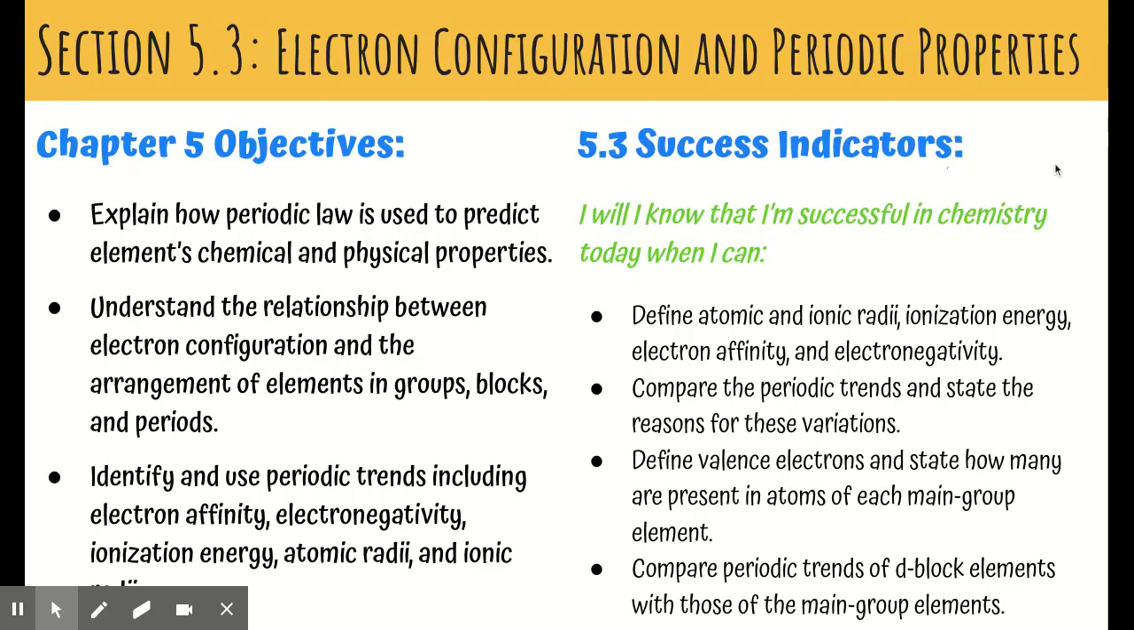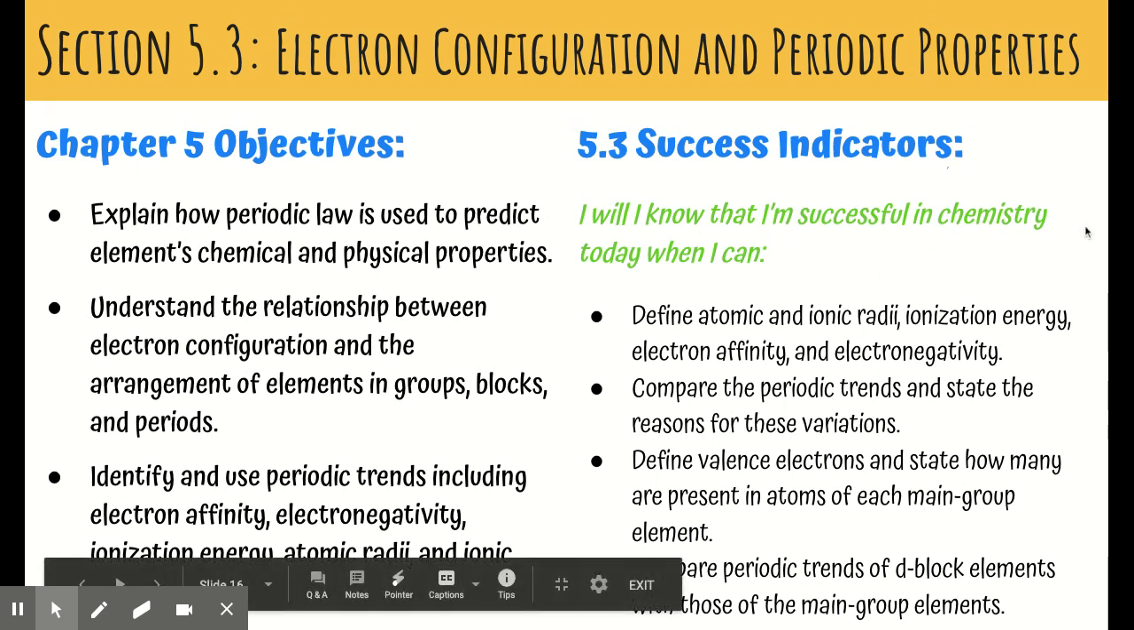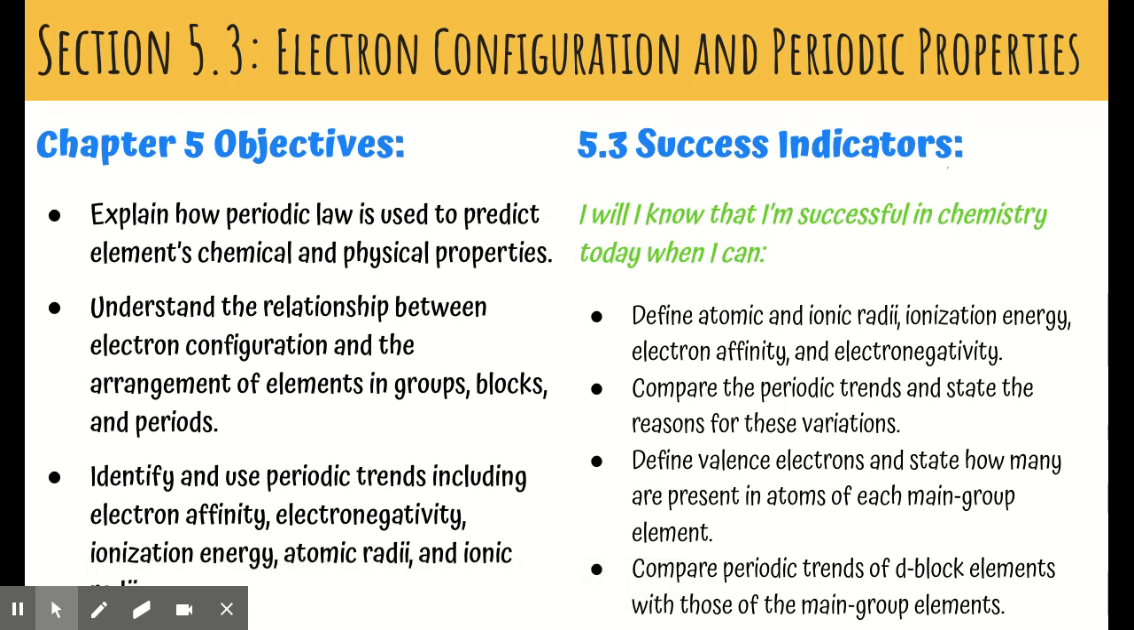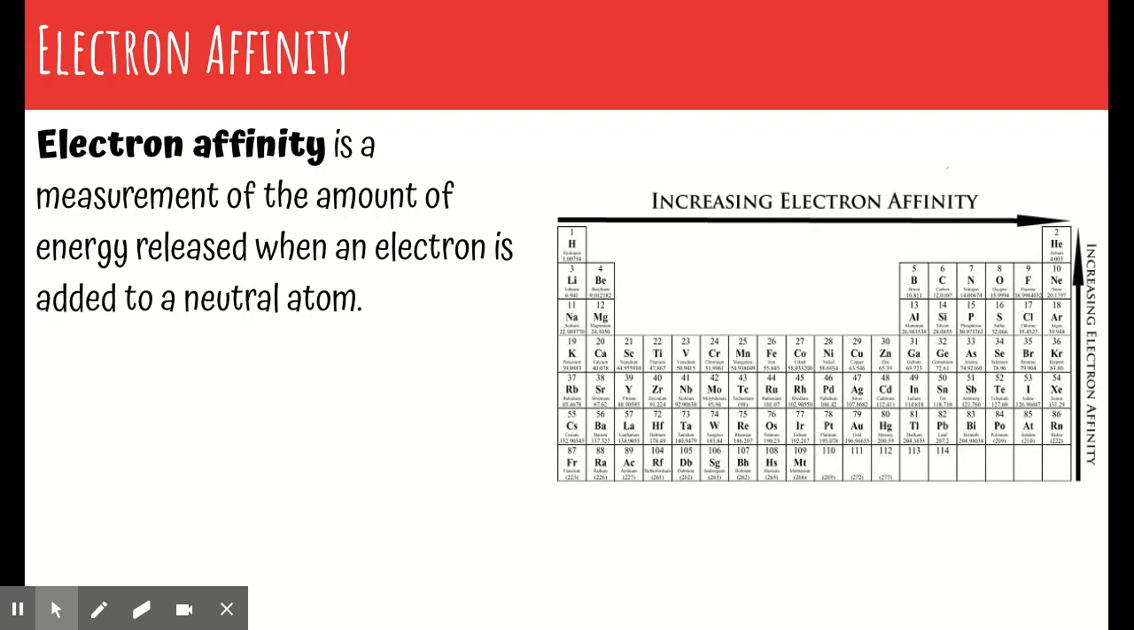So the last thing we're going to talk about, I told you this one's long today. Last one we talk about is electron configuration and the periodic properties. So we've talked about the actual arrangement of electrons for electron configuration, but this is how that all relates to your periodic properties. So again, if you want to pause this, check out your success indicators to know how you know if you're being successful in this section.